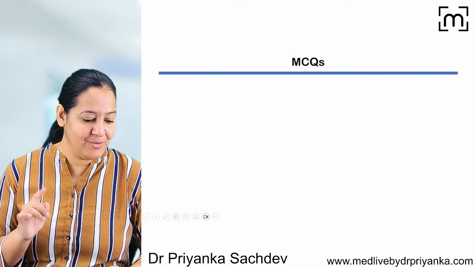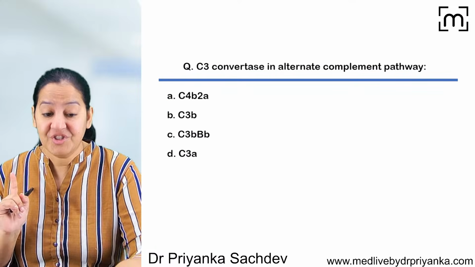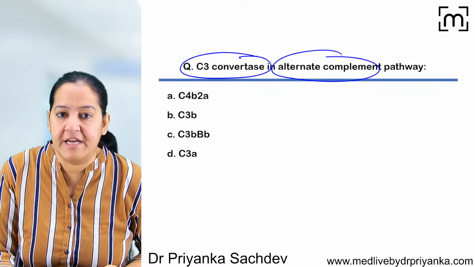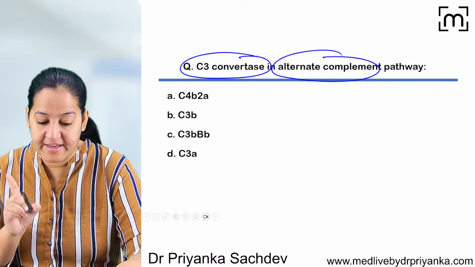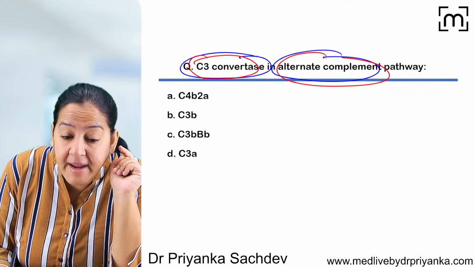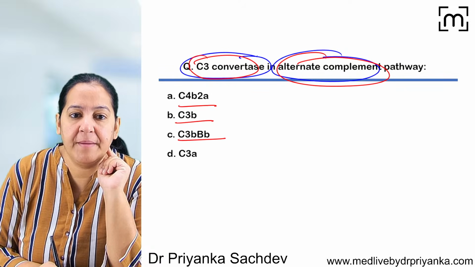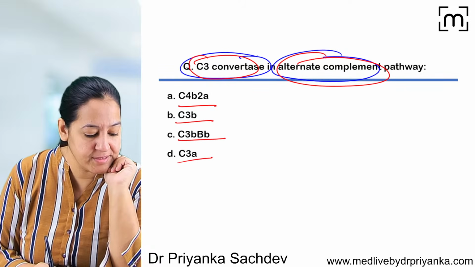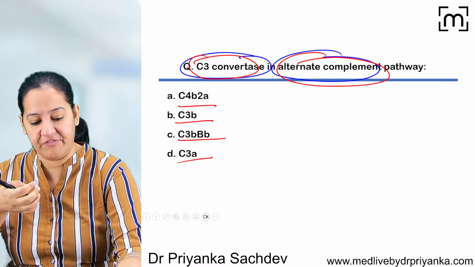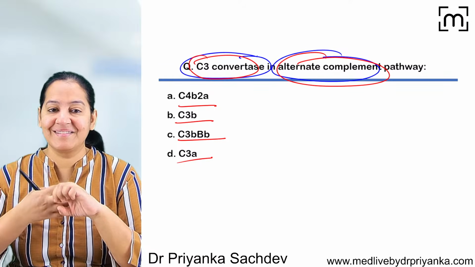We will solve certain MCQs and I want all of you to answer here. Please write down your answer in the chat box right now. C3 convertase in alternate pathway. Please read my question very carefully. I'm asking C3 convertase in alternate pathway. Your options are 4B, 2A, 3B, 3B, BB or 3A. What is the correct answer from ABCD?